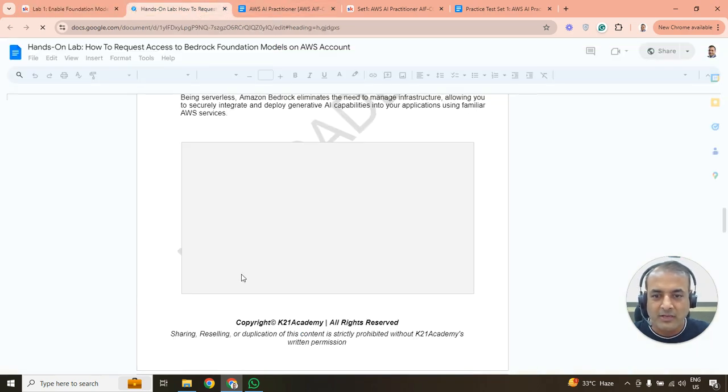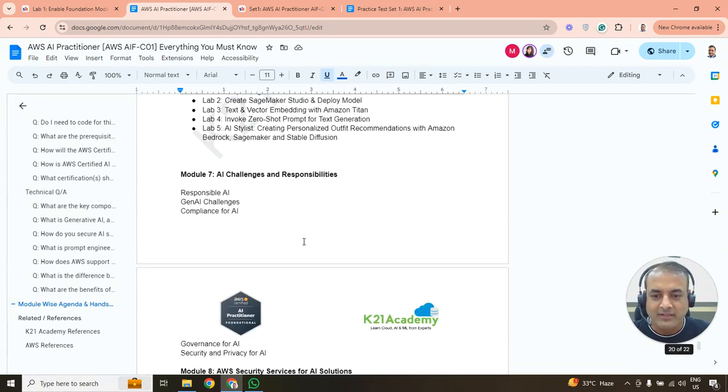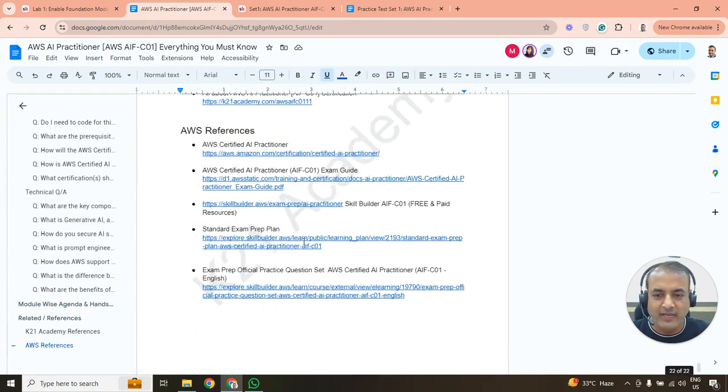But if you want to go deeper and read all the hands-on labs, I recommend you go to this URL, K21Academy.com for AWS AIF 05. And these are constantly changing and improving. New things are coming. Inside the program, you'll have these module-wise. So I'm not going to cover this module. You can refer to it and scroll down this guide.